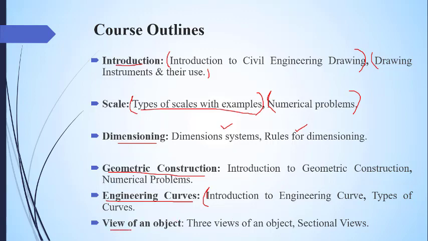The sixth one is view of an object. So we will see the view of an object, that is, how an object can be shown or viewed in engineering drawing on the sheet or on the plain paper, or any two-dimensional page. So for view of an object, there are three views of an object, and we will also see the sectional views of an object.